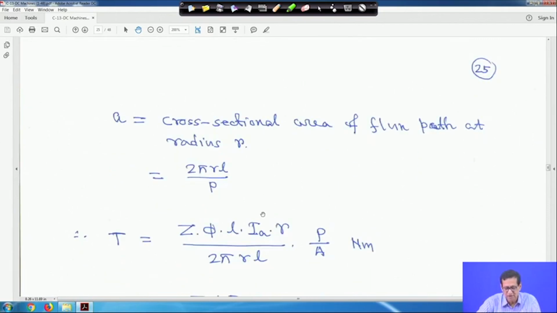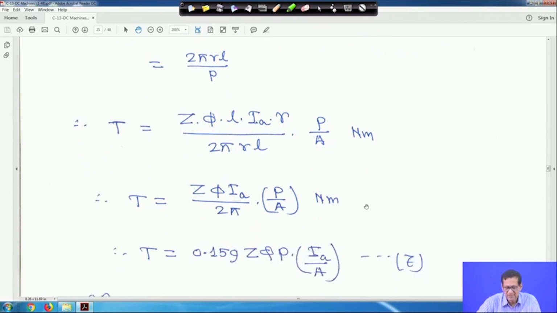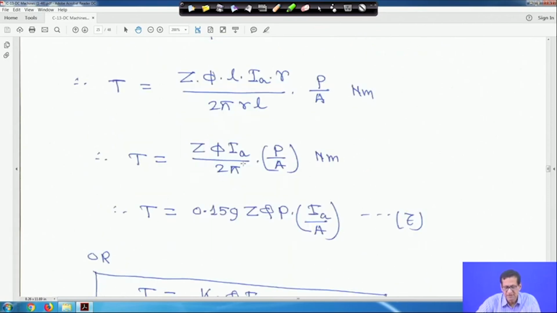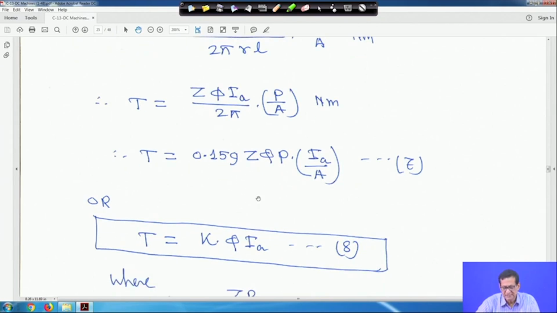Therefore, if you substitute all, you will get T is equal to Z phi L into Ia upon 2 pi r l into p by a Newton meter. Or we can write the same equation as T is equal to Z phi Ia upon 2 pi into p by a Newton meter, or 0.159 Z phi p Ia upon a, since 1 upon 2 pi is 0.159. All these things are constant.